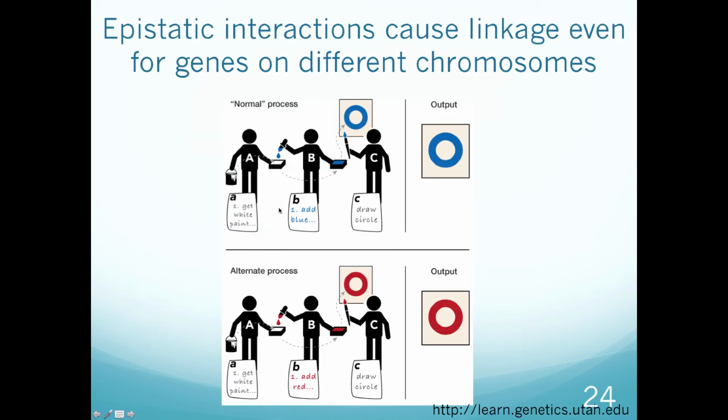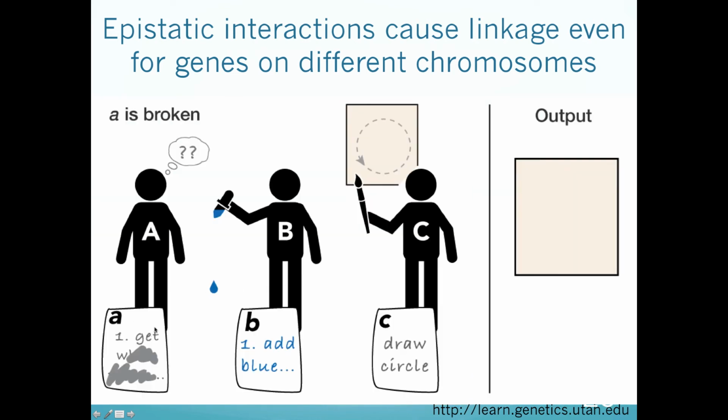So a simple example of epistasis would be a pathway where we have one locus that provides white paint, another locus that dyes the white paint blue, and a third locus that draws a circle with the paint. We could imagine an alternate allele where one locus provides white paint, an alternate allele dyes it red, and the third allele paints a red circle. If one of these loci breaks, then the whole process is broken. So if locus A breaks, then there's no paint to add color to and no circle to draw. And it breaks the entire process. So selection that occurs at locus A will affect locus B and locus C.